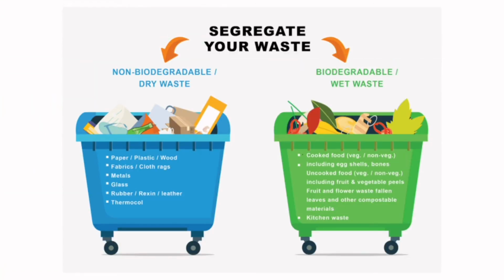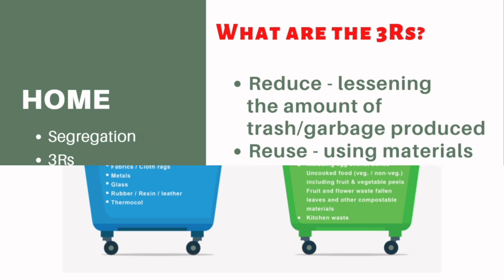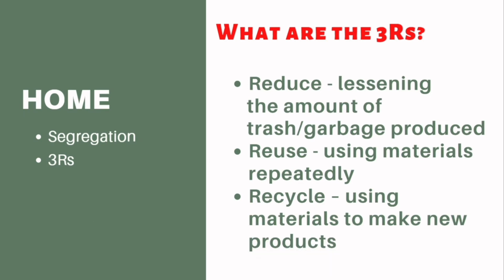Using trash bins for biodegradable and non-biodegradable waste is a way of segregation. Another way of waste management at home is what you call 3 R's, or reduce, reuse, and recycle. Reduce means lessening the amount of trash produced. Reuse is using materials repeatedly, and recycle is using the same materials to make new products.